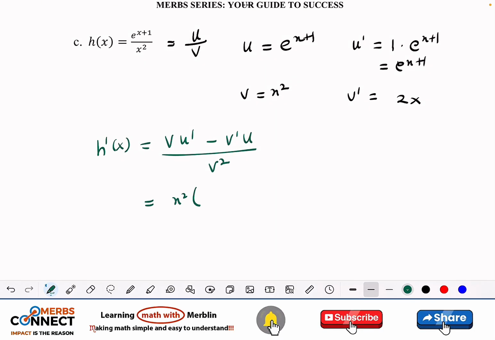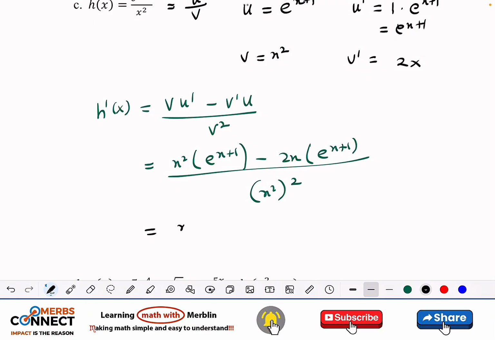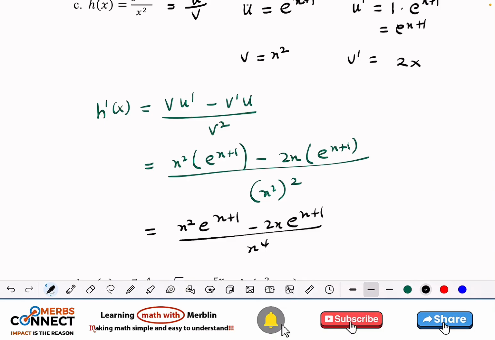Vn is x squared, u prime is e to the power x plus 1, minus vn prime is 2x, and then u is e to the power x plus 1 divided by vn squared. Vn is x squared, all squared. Now if you want to simplify, we can write this as x squared e to the power x plus 1 minus 2x e to the power x plus 1, divided by x to the power 4.